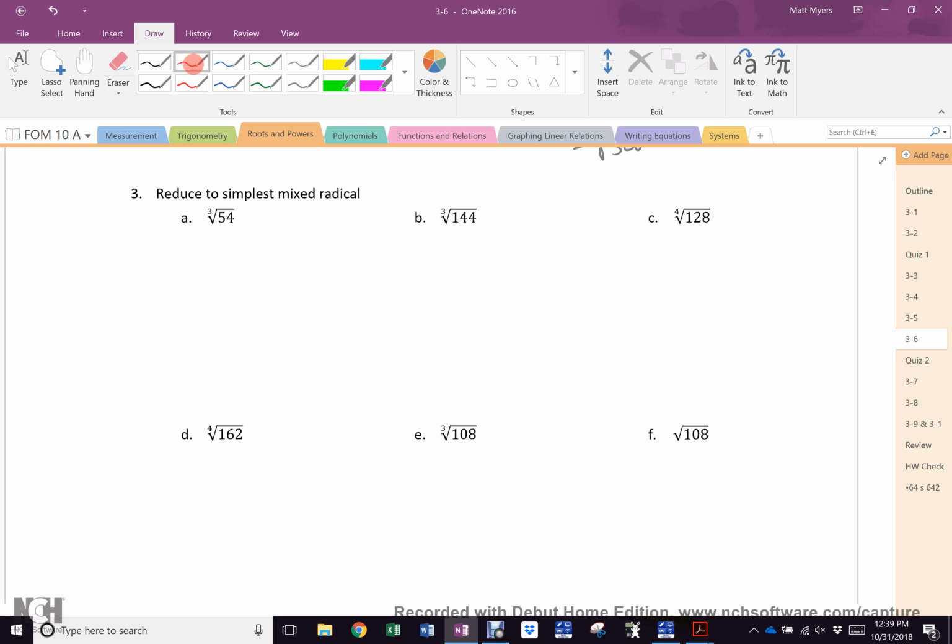What's the first perfect cube? 8. 8 doesn't work with 54. What's the next perfect cube? 27. Does 27 work with 54? Yeah, because isn't 54 27 times 2? And what is the cube root of 27? 3. So what comes out? 3. What stayed in? 2. Cube roots are harder, aren't they?